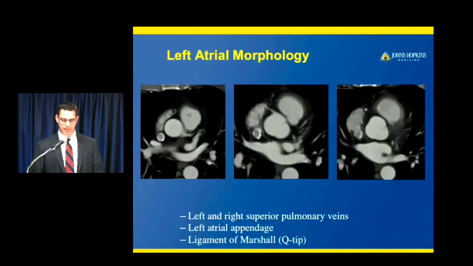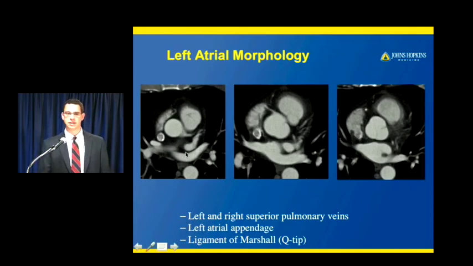Okay, what about the atria? So what do the atria look like? This is a nice series of images going from top to bottom through the left atrium. This is the left atrial appendage, left superior and right superior pulmonary veins. They drain into the left atrium.